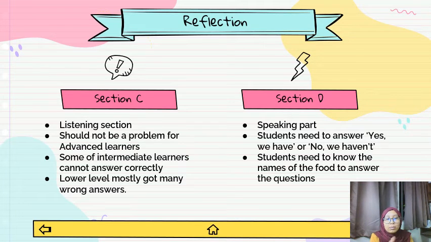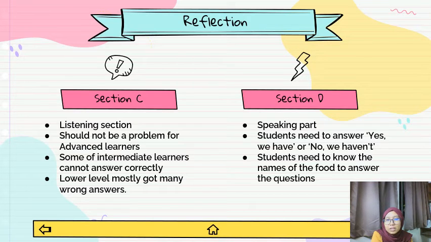So I put here that some of the intermediate learners cannot answer correctly, and lower level students mostly got many wrong answers, because this part is listening. Like I said, not all students can really listen and comprehend very well what the teacher has said. So for this part, I also did not expect too much, because I expect that not many students can get correct answers.